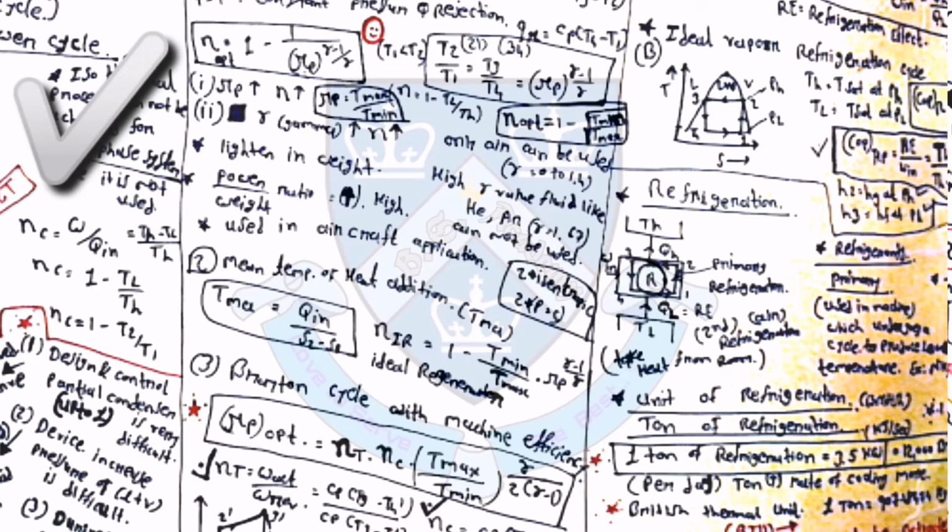optimum efficiency. Eta opt is equal to 1 minus 1 upon Rp raised to (gamma minus 1) upon gamma, where T1 is less than T2. Then the equations for T2, T3 and T4: T2 by T1 is equal to T3 by T4, which is equal to Rp raised to (gamma minus 1) upon gamma, and eta opt is also equal to 1 minus under root T min by T max. Only air can be used, where gamma is equal to 1.4, and a high gamma value fluid like helium or argon cannot be used for this system.